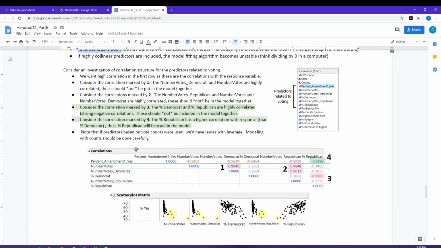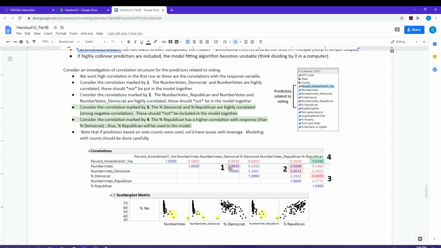So here I went under Analyze, Multivariate Methods, and I put in the first set of predictors, and I'm investigating the correlations for the predictors that are related to voting. Now I'm going to put percent Amendment 1 yes in there first, so that's that top row again. Remember, I want correlations that are high in that top row. I do not want correlations that are high below that top row. So you can see I got all sorts of correlations that are marked here. We have multicollinearity problems with these predictors here.